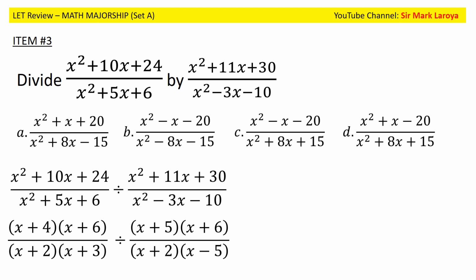The two binomials, because itong mga parts ng ating dividend at divisors, yung numerator and denominators, they are all products of binomials, two binomials. So, for the numerator of our dividend, those are x plus 4 and x plus 6 all over the denominator x plus 2 and x plus 3. Now, for our divisor sa kanya namang numerator, ang two binomials niya ay x plus 5 times x plus 6, and for the denominator, x plus 2 and x minus 5.